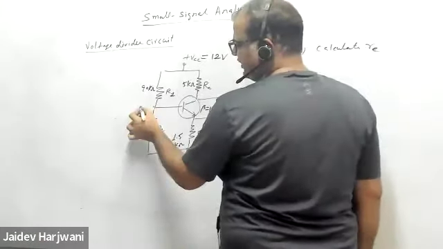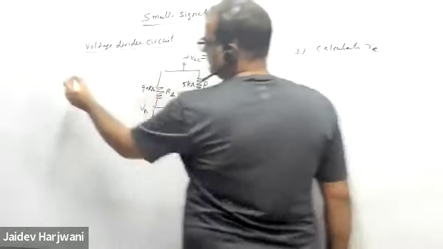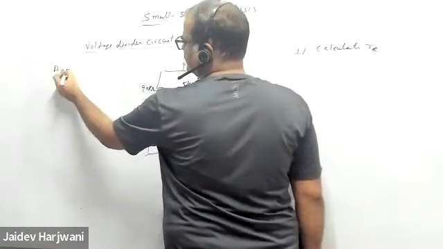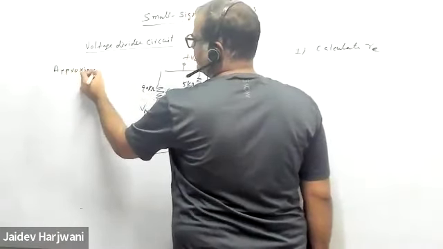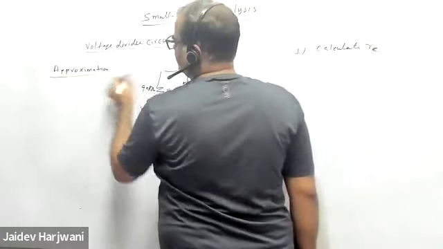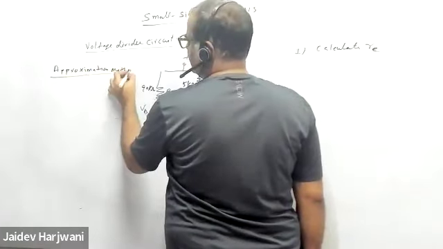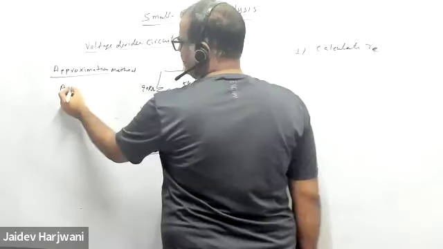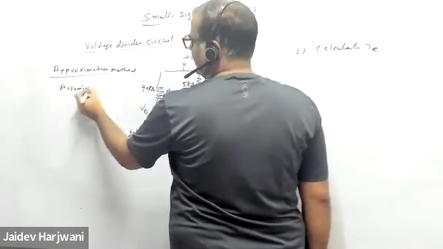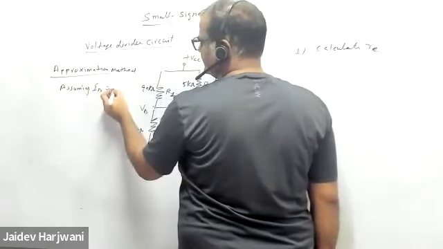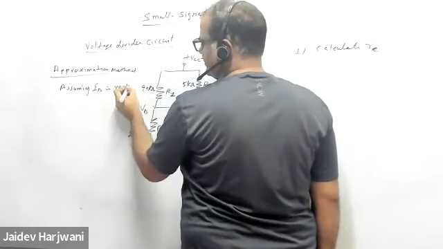That means I need to find the VB. Okay, I'm using the approximation method. DC analysis, approximation method, assuming base current IB is negligible.